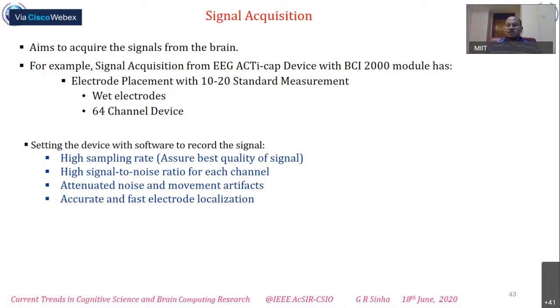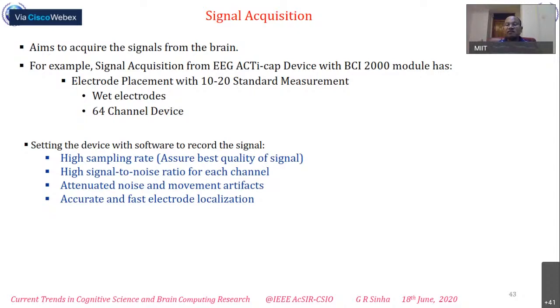These days we are processing everything in digital. We are in the digital world. So the best quality of signal means a high sampling rate. All of this is taken care of by the manufacturers themselves. We also need a high signal to noise ratio for each channel. There are a number of channels. If one channel has poor SNR and another channel has better SNR, obviously the channel with better SNR will give you better quality of signal.